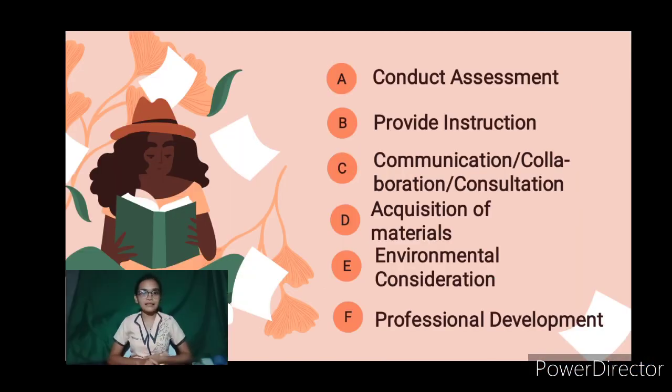First is conducting assessment. So assessment is very essential, especially in identifying the needs of the learners. Aside from that, it also helps the O&M specialist to set goals and objectives and determine the level of service these students, or the blind and visually impaired students, need to be able to achieve the individualized education program.